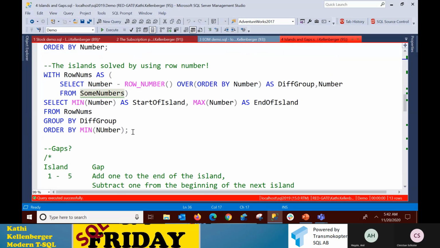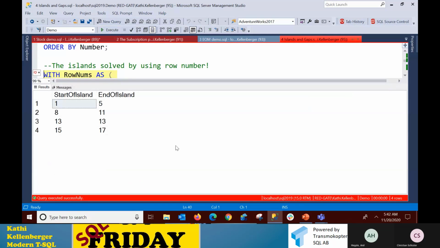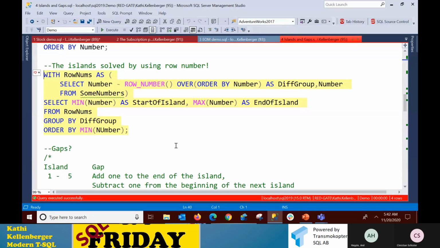So here's the final solution that I use. I know other people may do something different, but this is what I came up with. Once I have those groups, all I have to do is use my typical min and max. And now I have my islands, okay? And once I have my islands, I can solve for the gaps.